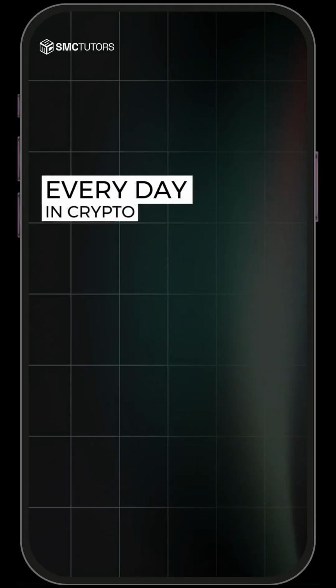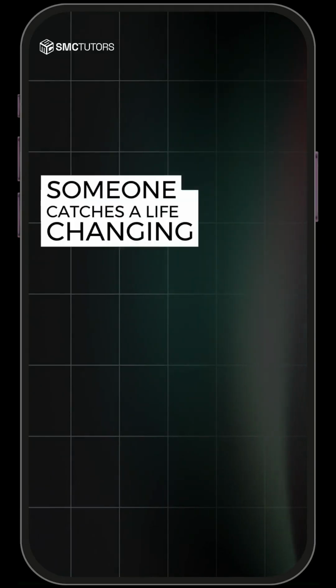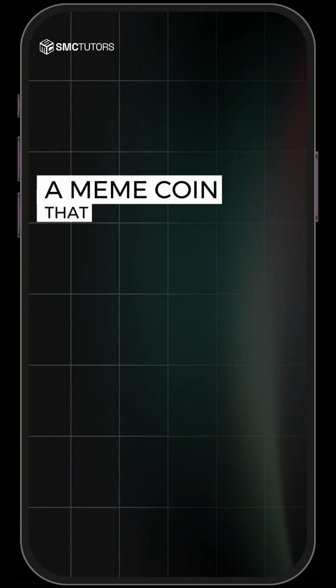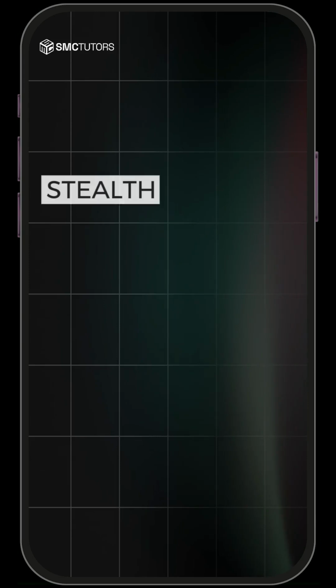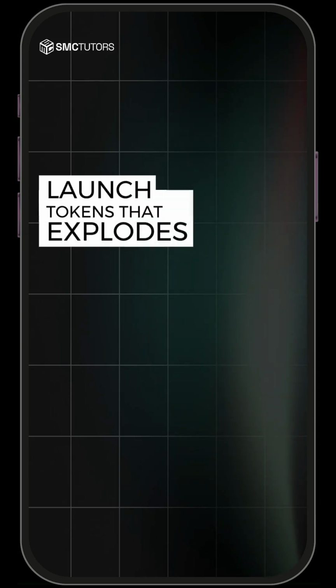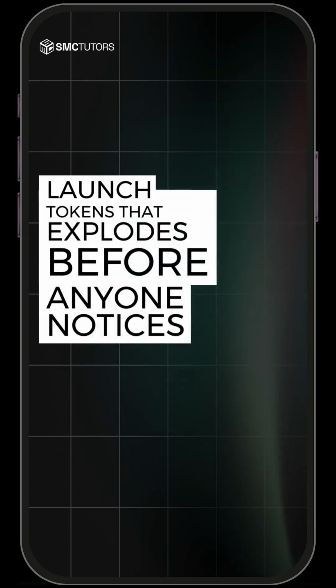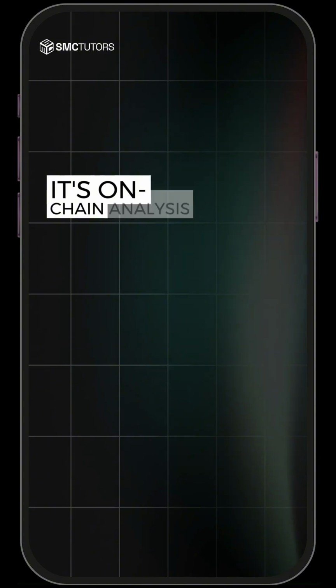Every day in crypto, someone catches a life-changing play. A meme coin that does 5x's just on launch. A stealth launch token that explodes before anyone notices. But the real secret isn't luck, it's on-chain analysis.